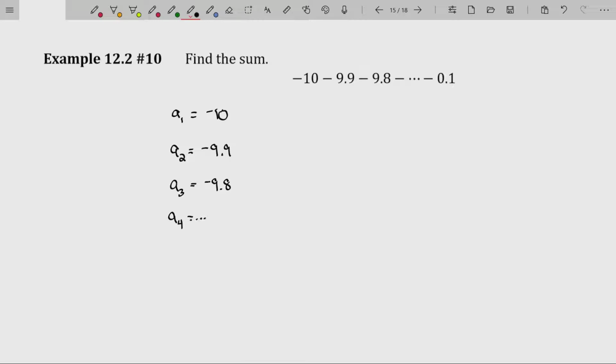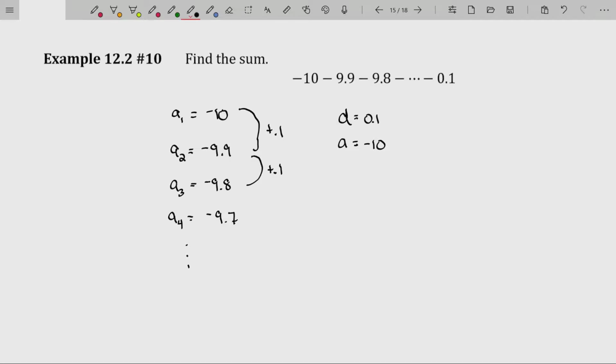Dot, dot, dot. Okay, all the way down. Actually, I should put the dot, dot, dot down and just call this negative 9.7. But the difference, every single time, I'm adding a 0.1, and so on and so forth down the line. So I know my common difference is 0.1, and I know a sub 1, which is A, is negative 10. I have everything to state the formula for this sequence of numbers.